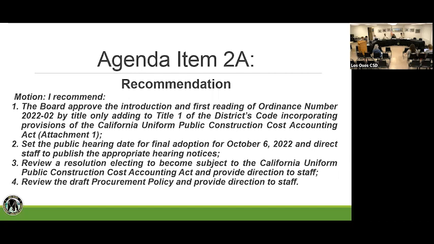Okay. Do we have a motion? I recommend the board approve the introduction and first reading of ordinance number 2022-02 by title only, adding Title I of the District's Code incorporating provisions of the California Uniform Public Construction Cost Accounting Act, Attachment 1. Set the public hearing date for final adoption for October 6, 2022, and direct staff to publish the appropriate hearing notices. Review a resolution electing to become subject to the California Uniform Public Construction Cost Accounting Act and provide direction to staff. Review the draft procurement policy and provide direction to staff.